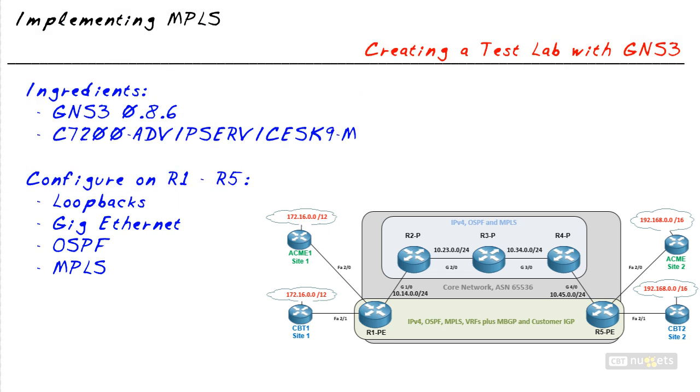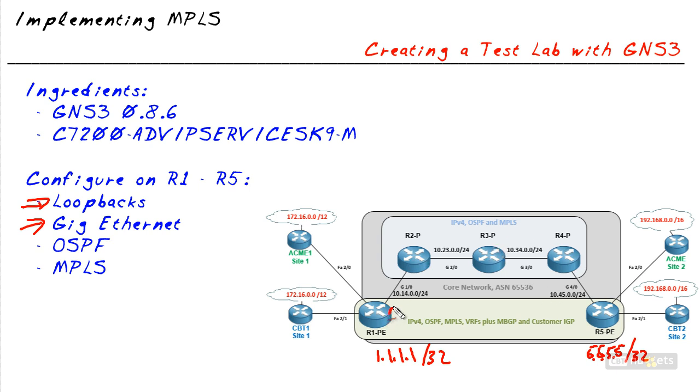And then what we're going to do is configure the loopback and gigabit interfaces. So for each of the routers, for example, on R1, we're going to use 1.1.1.1/32 for a loopback interface. And on R5, 5.5.5.5/32. And the same thing for R2, R3, and R4 using their router numbers respectively.